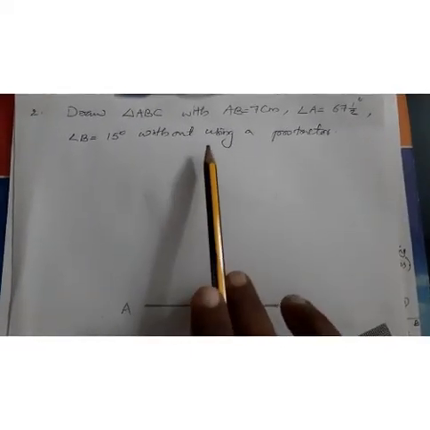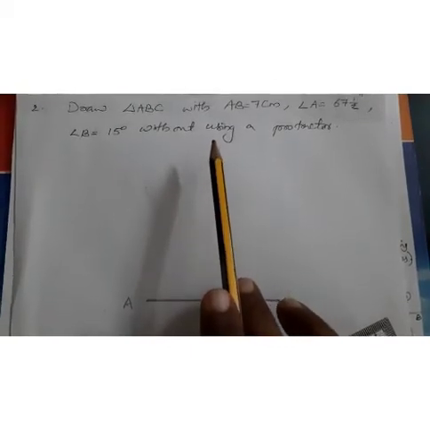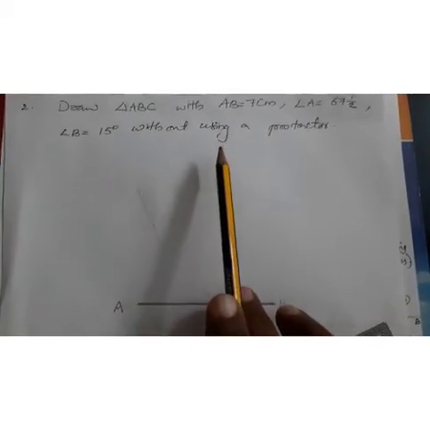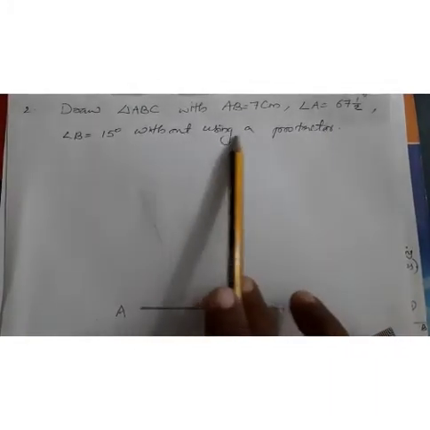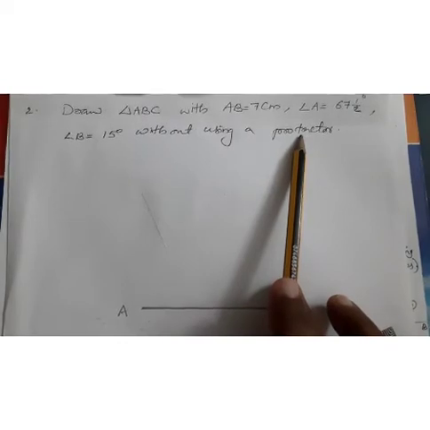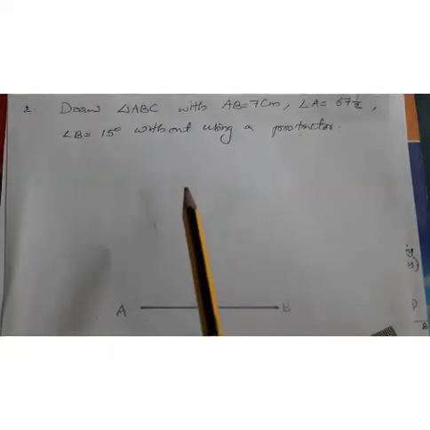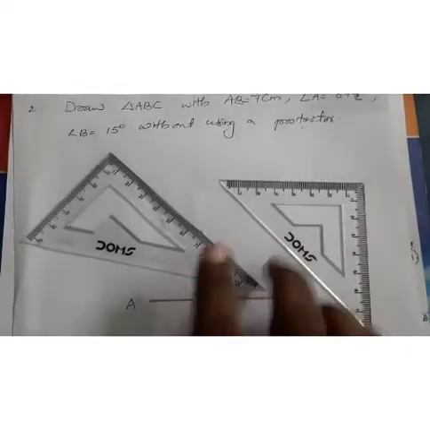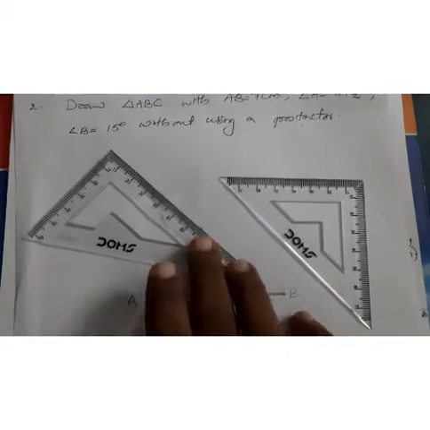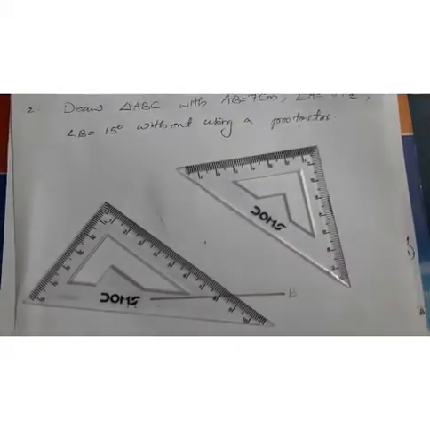See the next question. This question is the same as the previous one, but there is a change. Previous one we have done with the protractor and the scale. Here, without using the protractor, you have to find out. So instead of protractor, we can use set squares. We have two types of set squares, the larger one and the smaller one.